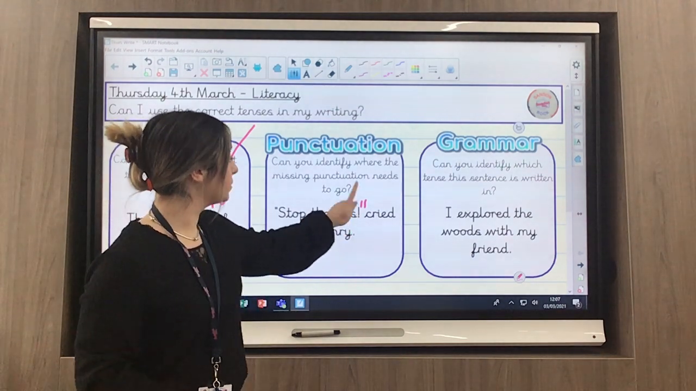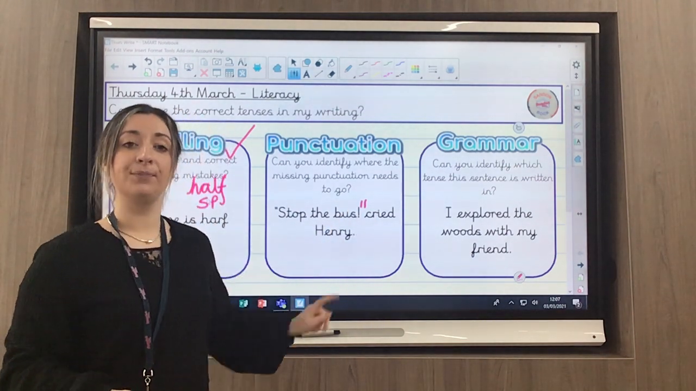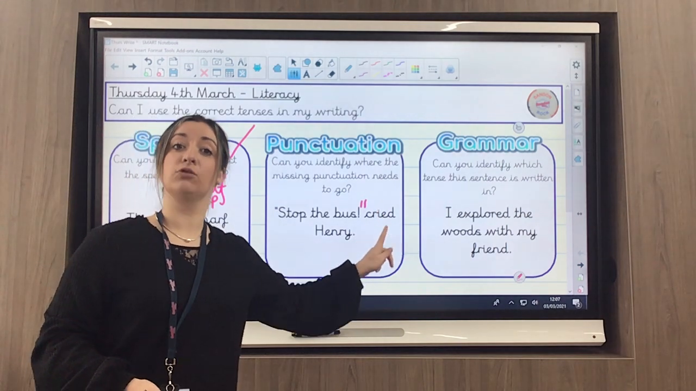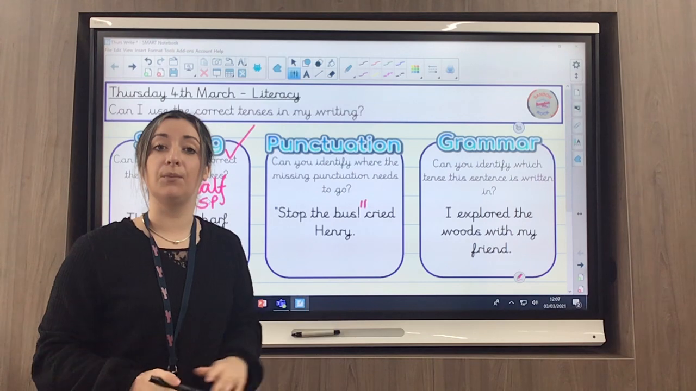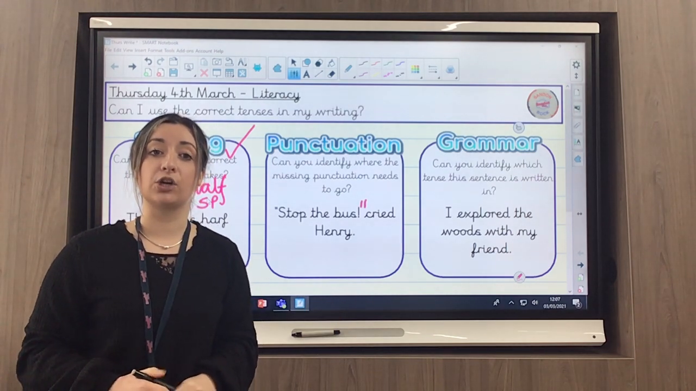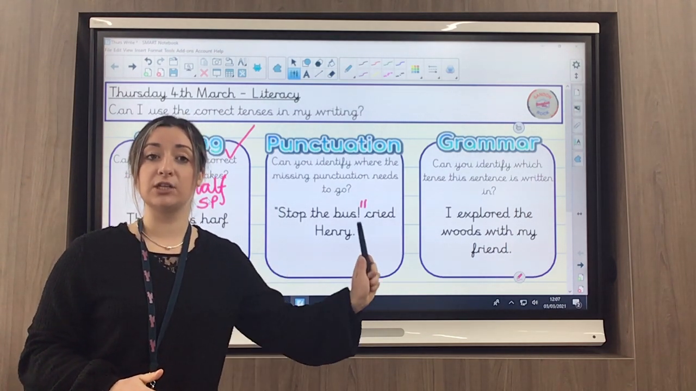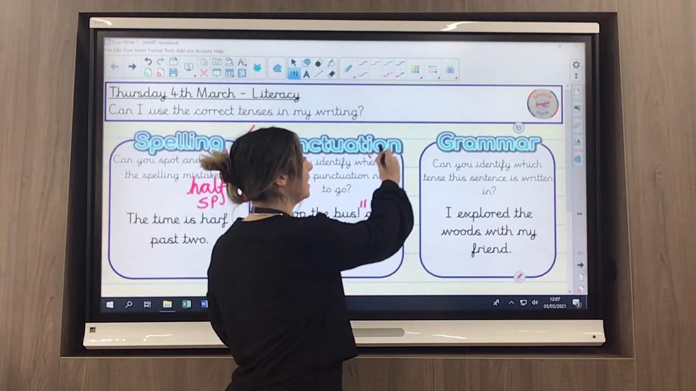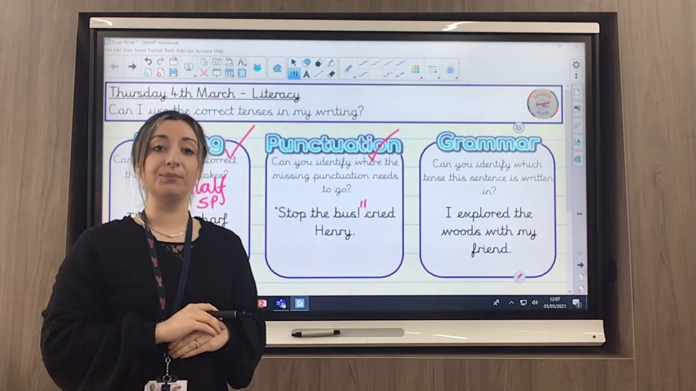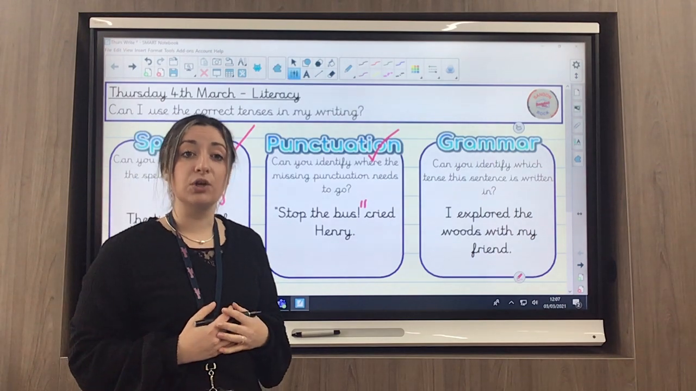"Stop the bus!" cried Henry. Okay, so Henry doesn't say cried Henry, so we need to make sure that he has stopped talking, and we show that using our inverted commas at the start of speech and at the end of speech. So well done if you recognise where the inverted commas needed to go at home. And now we're going to move on to grammar.